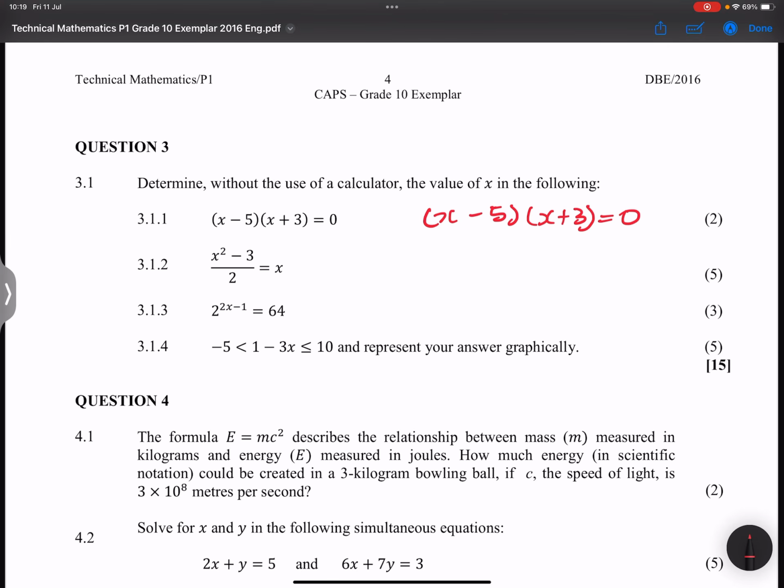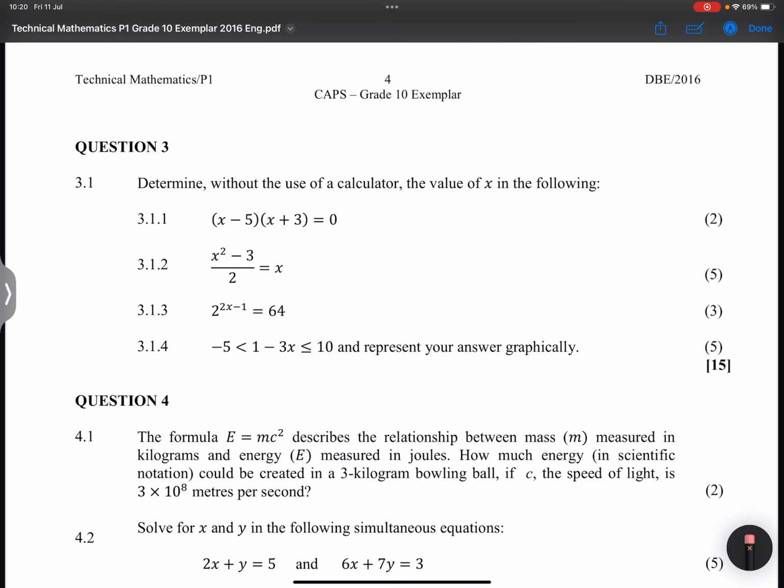So that means that each of the factors must be equal to 0. So therefore, x is equal to 5, please remember to change the sign, or x is equal to negative 3. Please don't try and drag this any further, it's already in its most simplified form. All we need to do is just get the solution.